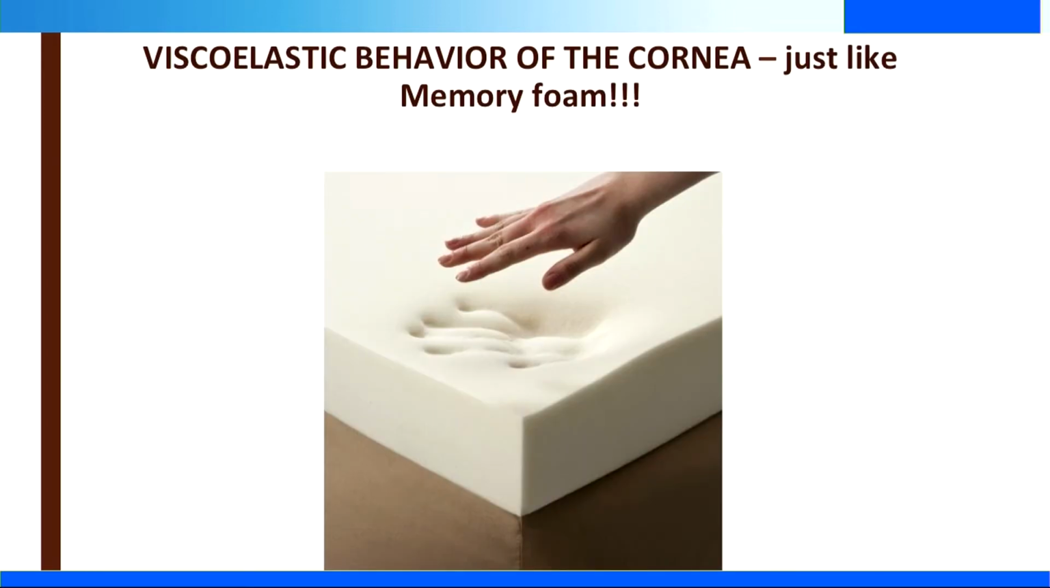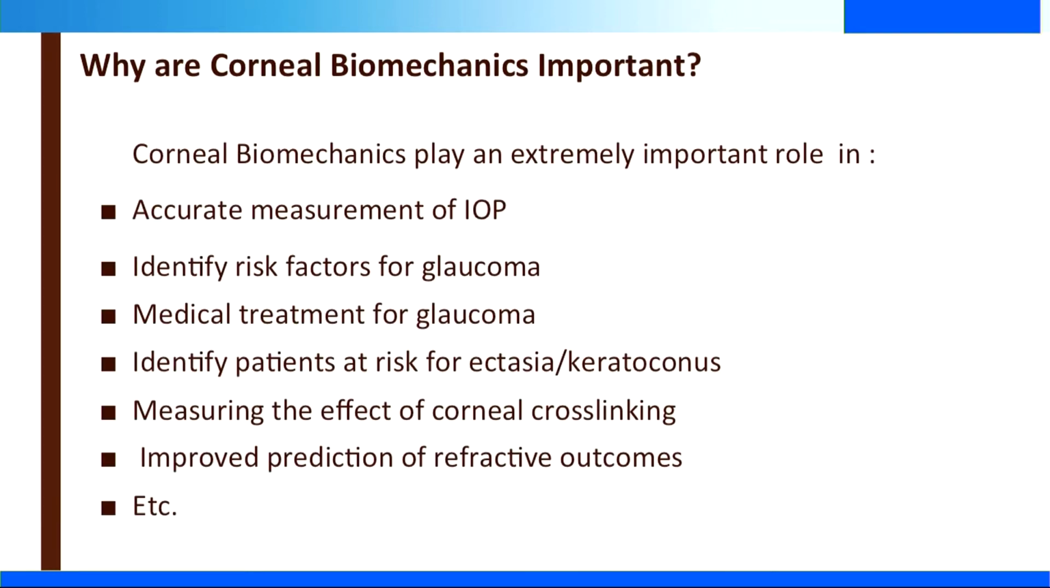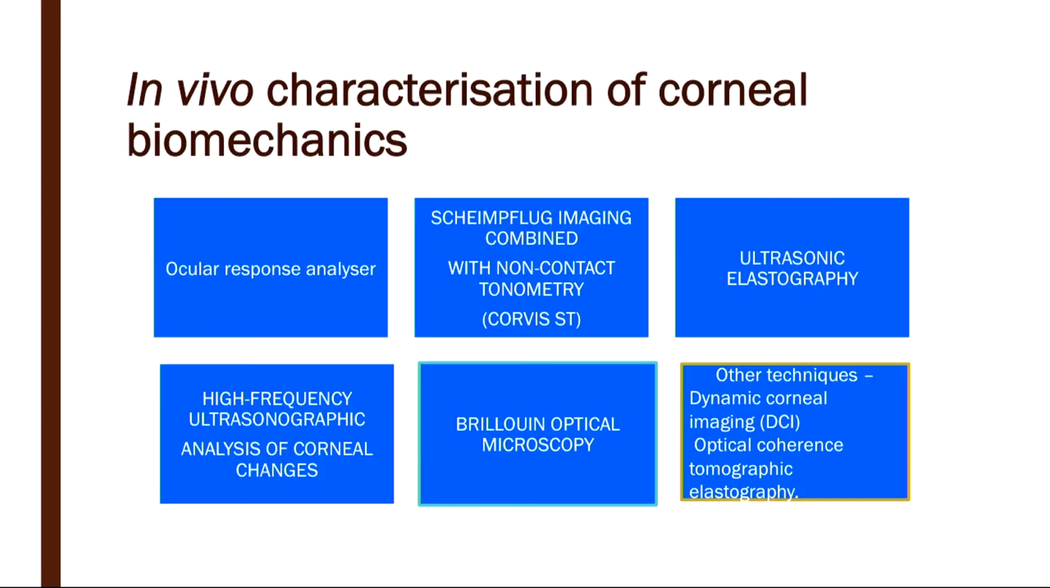So this is the viscoelastic behavior of the cornea, just like a memory foam. You press it and then you release it, it slowly comes back to its normal shape. And this is what is utilized to study the corneal biomechanics. Now, why are corneal biomechanics important? They play an extremely important role in the accurate assessment of IOP, in identifying risk factors for glaucoma, medical treatment of glaucoma, identifying the patients at risk of ectasia, and following up patients of keratoconus, and measuring the effect of cross-linking, and improve predictive refractive outcomes in patients, and many other indications. I'm sure they're coming forth even now.